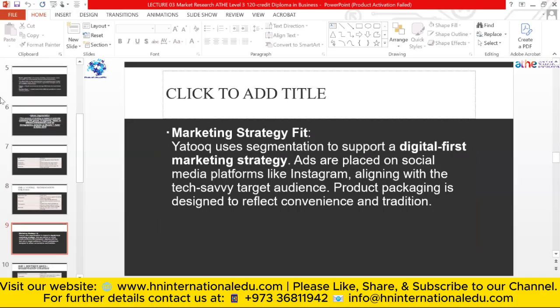Okay. Now, we did this for the Yatok brand. Now we will be working on the strategy fit for it. That is, what strategy suits it. Yatok uses segmentation to support a digital first marketing strategy. What is a digital first marketing strategy? The one which we do through social media apps, applications, advertisements, Google ads, AdSense ads. Yes, we go for that.